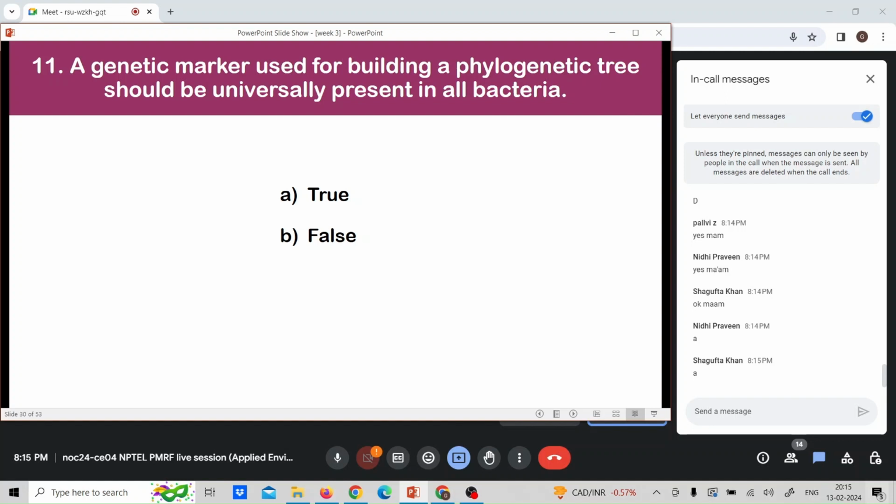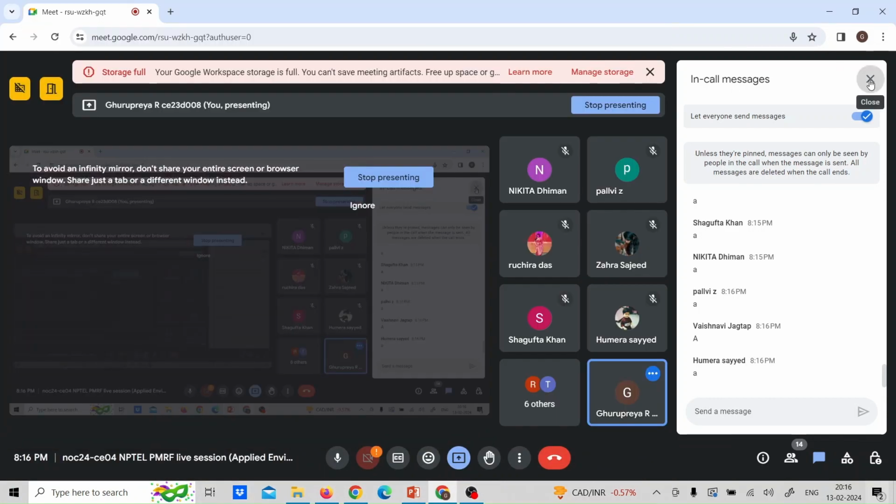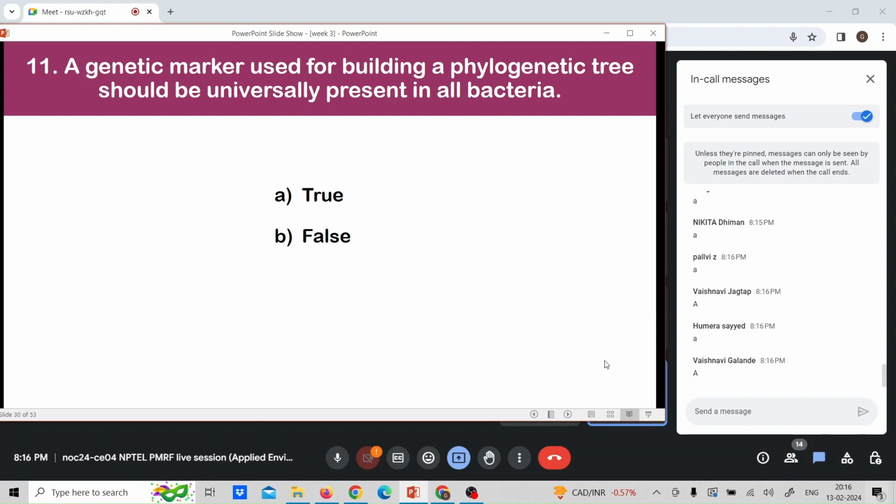A genetic marker used for building a phylogenetic tree should be universally present in all bacteria. Okay, three people are saying it's true. How about others? It's a pretty straightforward question, right? Leave aside the microbiological context. Would someone raise their hand? Okay, right, yeah, it is true.